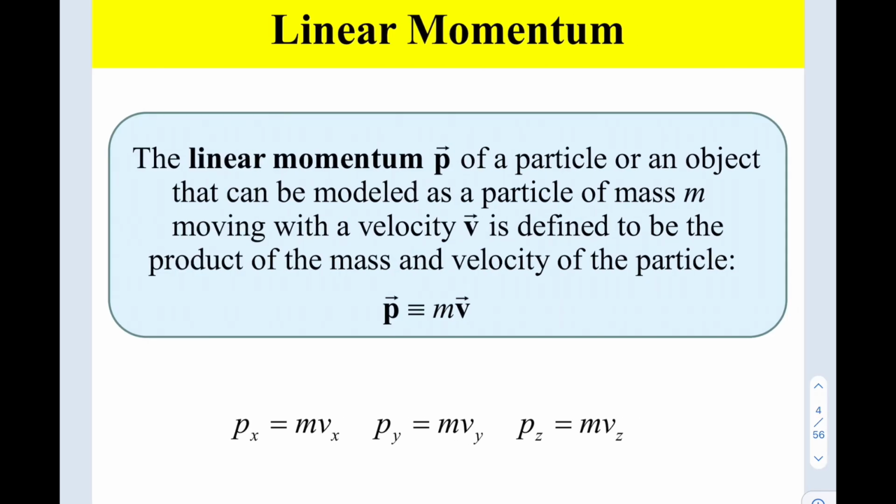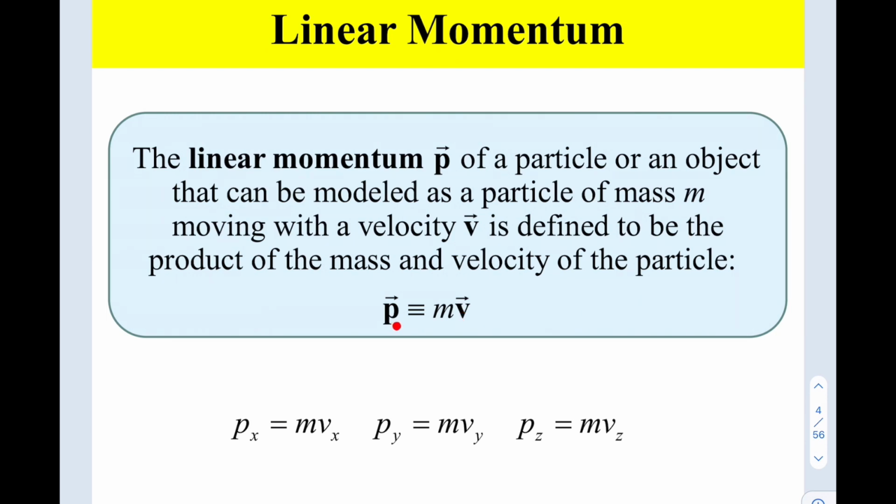So the definition of linear momentum, symbolized as P, of a particle or an object that can be modeled as a particle of mass m moving with a velocity v, is defined to be the product of the mass and the velocity of the particle, whereby P is equivalent to mv. Since m is a constant, the P direction is according to the v direction because P and v are vectors.